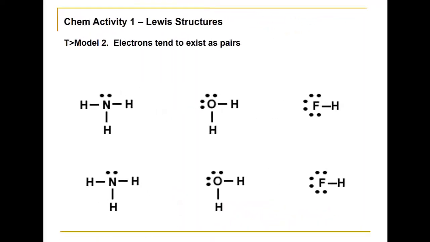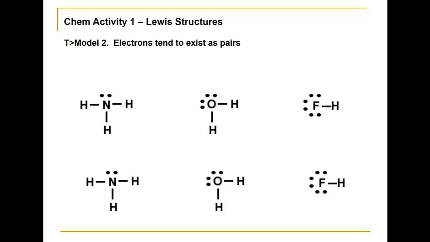To explain the data, Lewis proposed that electrons tend to exist, when they're in molecules, as pairs, either as a bonding pair or as a non-bonding lone pair. And this is true even though we know electrons repel. Please stop the video and consider the key questions 3 and 4.